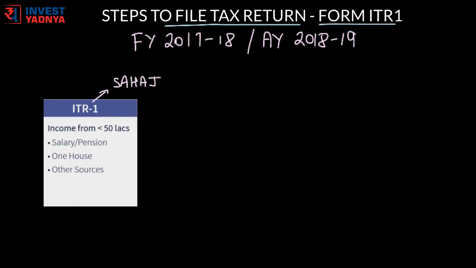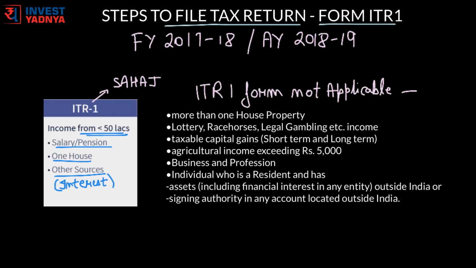This form is for individuals earning income from salary, one house and one other income such as income from interest, and should have total income less than rupees 50 lakhs. Individuals having income more than 50 lakhs cannot use this form. Also, individuals who have earned income through the following means are not eligible to file through form ITR1.